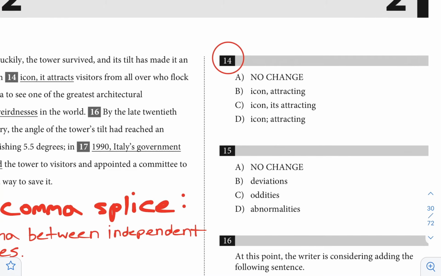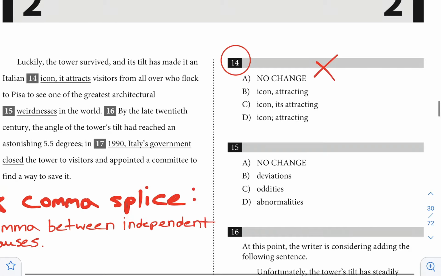We can't keep choice A, as we said, because that simply uses a comma. I'm going to skip choice B for now and look at choice C. In this, we replace "it attracts" with "it's attracting." But if we think about this, "it's attracting" doesn't actually change it being an independent clause. "It's attracting visitors from all over who flock to Pisa" is still an independent clause. Now, if we look at choice D, we have "icon" and the semicolon "attracting." But if we have only the second part of the sentence, "attracting visitors from all over who flock to Pisa," this becomes a dependent clause, which means that we're separating an independent clause and a dependent clause with a semicolon, and that's not correct.